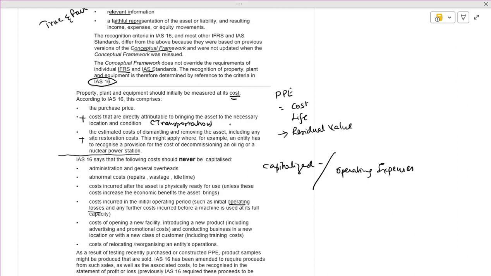And cost of opening new facilities, a new product, including introducing a new product. This all comes under the category of advertisement and promotional cost. Promotional cost and advertisement cost, including the training cost, should not be capitalized. It's a very, very clear instruction. It has to be done. It should not be taken into account.